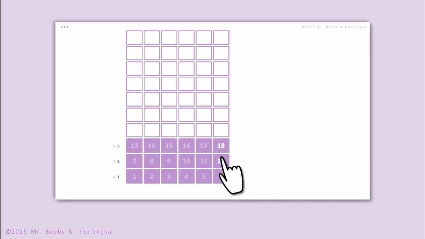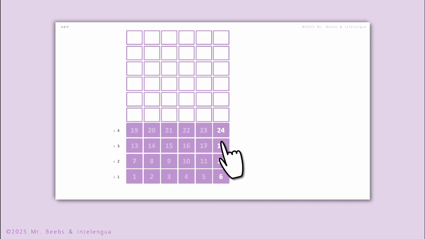Skip counting up is addition. Keep adding the same amount over and over. You can go all the way up to 10 rows. Try to think of the next number before you see it. We have 18, and if we add another row of 6, what's the next number?